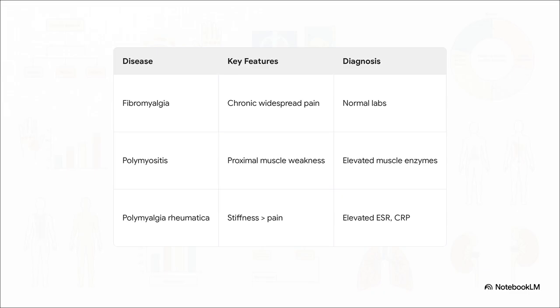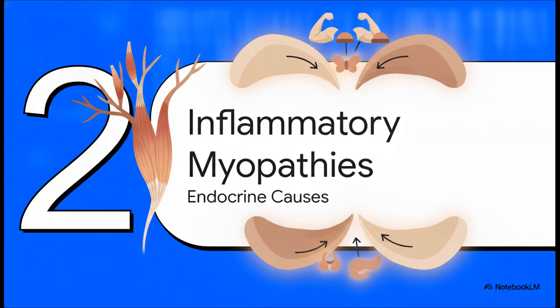Now compare that to fibromyalgia. That's chronic, widespread pain, fatigue, poor sleep, tender points, but their labs? Completely normal. Section 2. Inflammatory and endocrine myopathies, polymyositis, dermatomyositis, and endocrine causes.